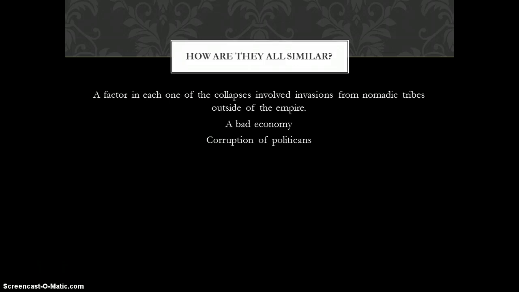And finally, we have corruption of politicians. Very, very important that your politicians are doing the right thing and serving the people. And in these societies, they weren't doing that, and it caused a lot of turmoil.